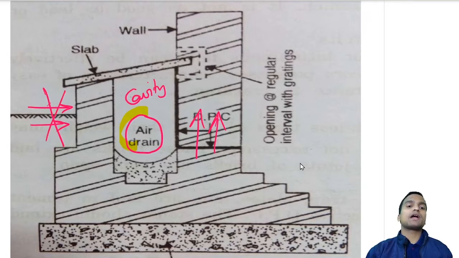Okay, and we cover this air drain by a small slab integrated in the wall itself like this, and of course we do openings at regular intervals with gratings provided. So this is done in case of foundation treatment in damp proofing.